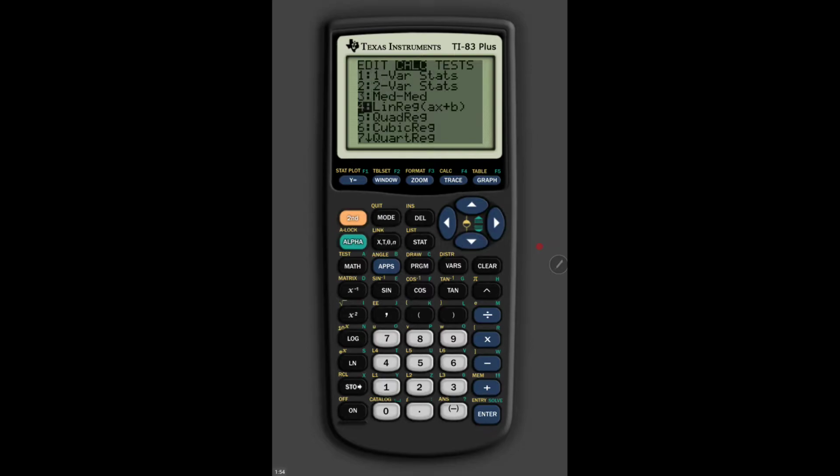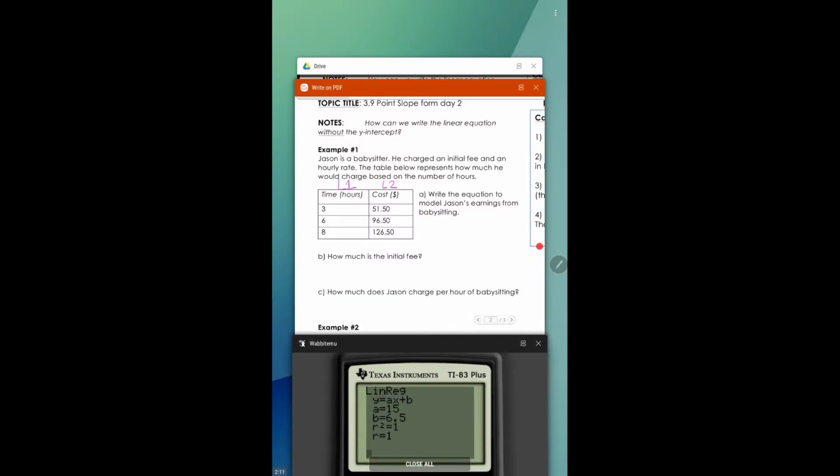down to LinReg. Lin stands for linear, so it's going to generate a linear equation for us. And click Enter twice. Enter, Enter. Great, so this tells us the A. The A is 15, and the B is 6.5. So let's go ahead and write that in.